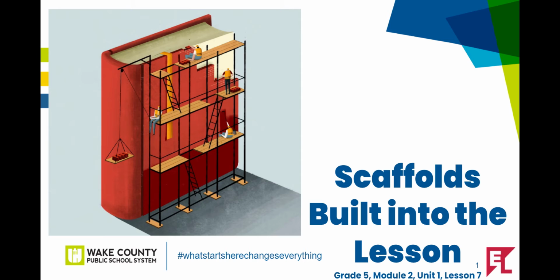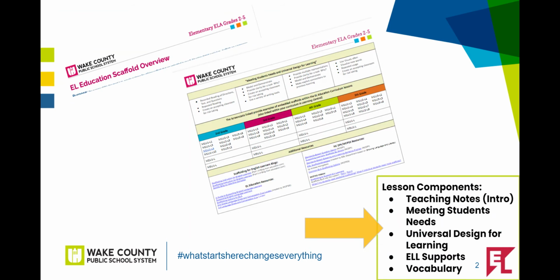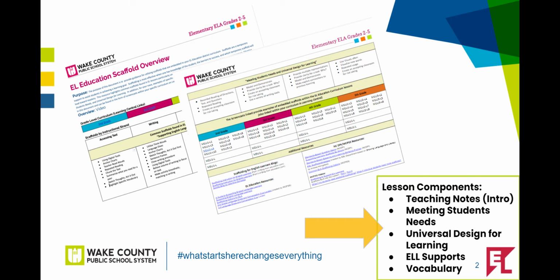Throughout this learning opportunity, we'll focus on examples of scaffolds that already exist within the EL Education lessons using Lesson 7 from Grade 5, Module 2, Unit 1. An EL Education Scaffold Overview document for elementary ELA grades 2 through 5 can be found in Learning Central under the appendix within each grade level module and in the teacher planning tools for your grade level curriculum. Please refer to this document for additional supports as you plan.